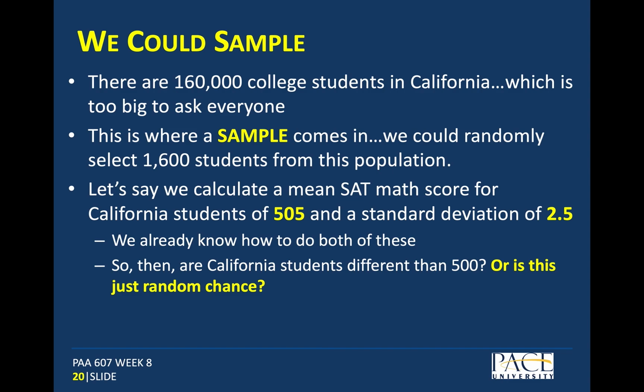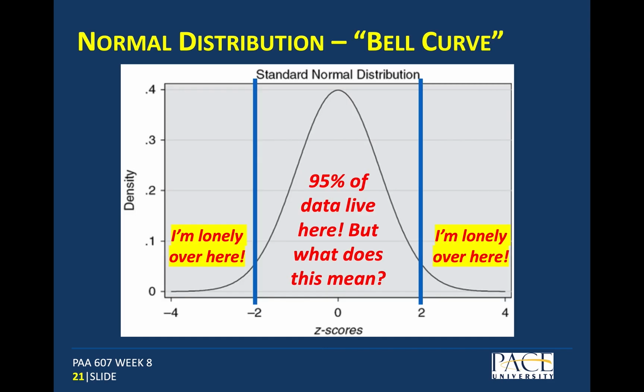We also know that Stata can do both of those things for us. So then what we want to know maybe is, are California students different than 500? Or is this just random chance that we happen to have a little bit higher score here? To answer this question, we return to the picture that we saw in the previous lecture about the normal distribution and the bell curve. We talked about previously that 95% of our data, if they're normally distributed, live between minus 2 z-scores and plus 2 z-scores, minus 2 standard deviations and plus 2 standard deviations.